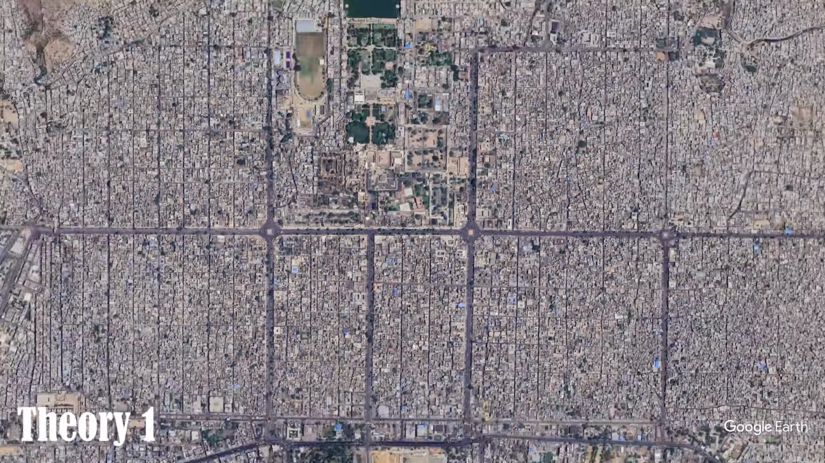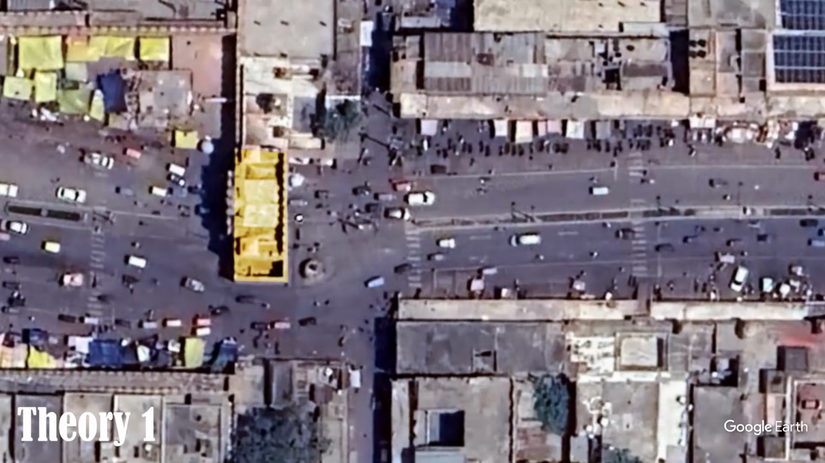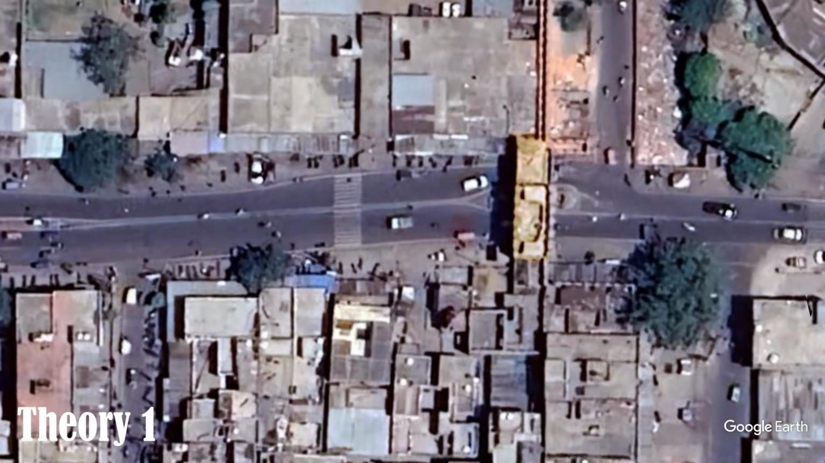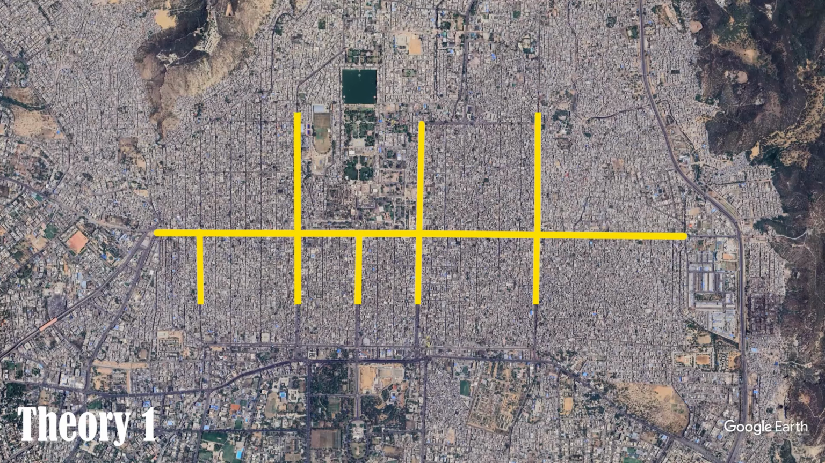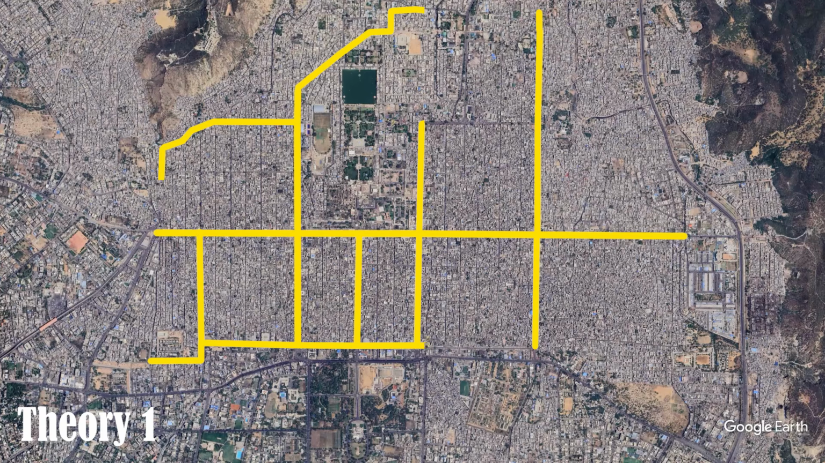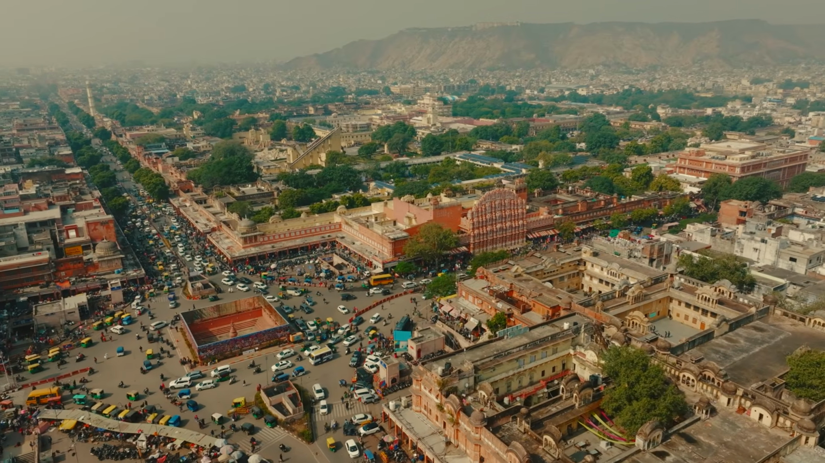The first theory suggests that the city was designed around a single strong axis, running all the way from Chand Pole or Moon Gate to Suraj Pole or the Sun Gate. Now perpendicular streets were made to intersect this axis at 90 degrees, creating a series of rational blocks and marketplaces within the city. So that's the first theory, but the second theory is the most widely accepted one.